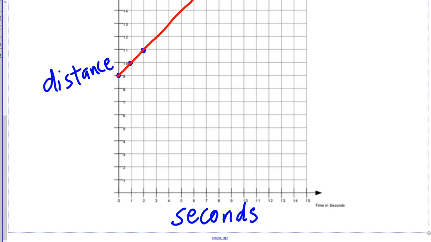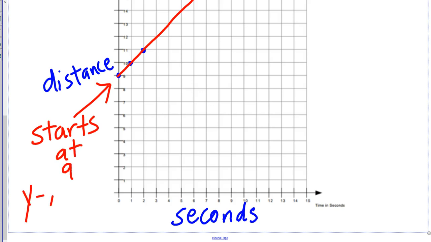And we can see from the graph that this isn't proportional, right? How do I know it's not proportional? It doesn't go through the origin. Where does it start? At 9. It starts at 9. So this number, it starts at 9 because the graph starts at 9. Where a graph starts is called your y-intercept. That's the place where the graph starts, your y-intercept.